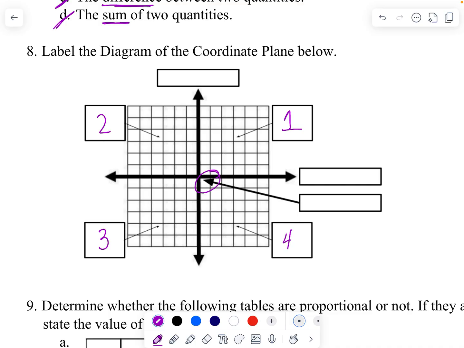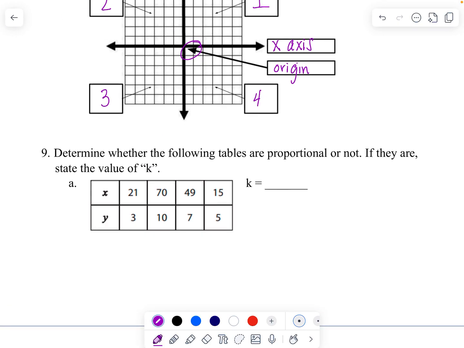This arrow is pointing to the middle point. This is called the origin. And then these two boxes are just representing the axes. So this is the x-axis, and this is the y-axis. That's all. Okay, number 9, determine whether the following tables are proportional or not.